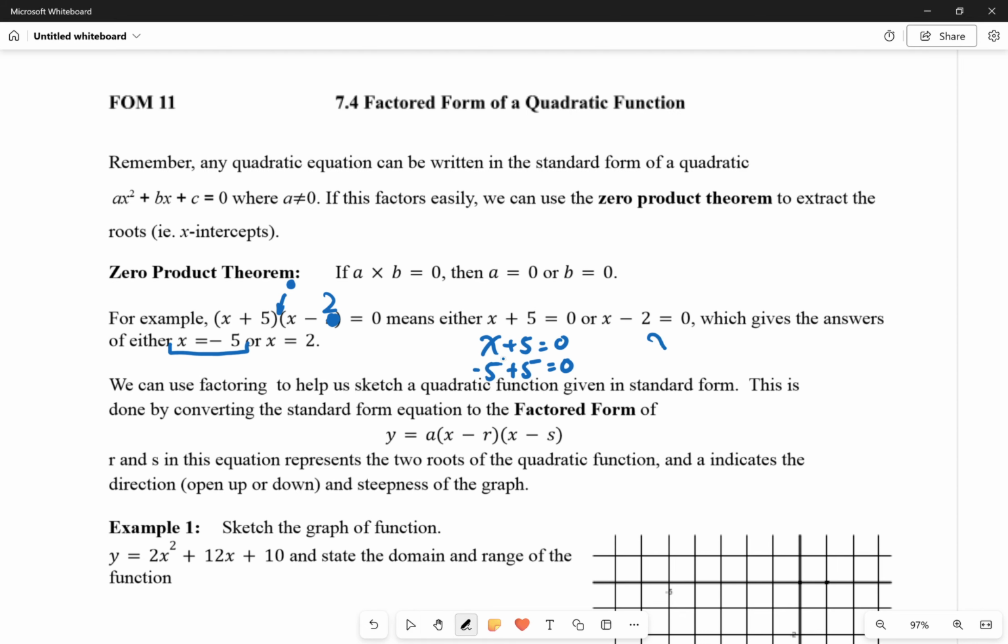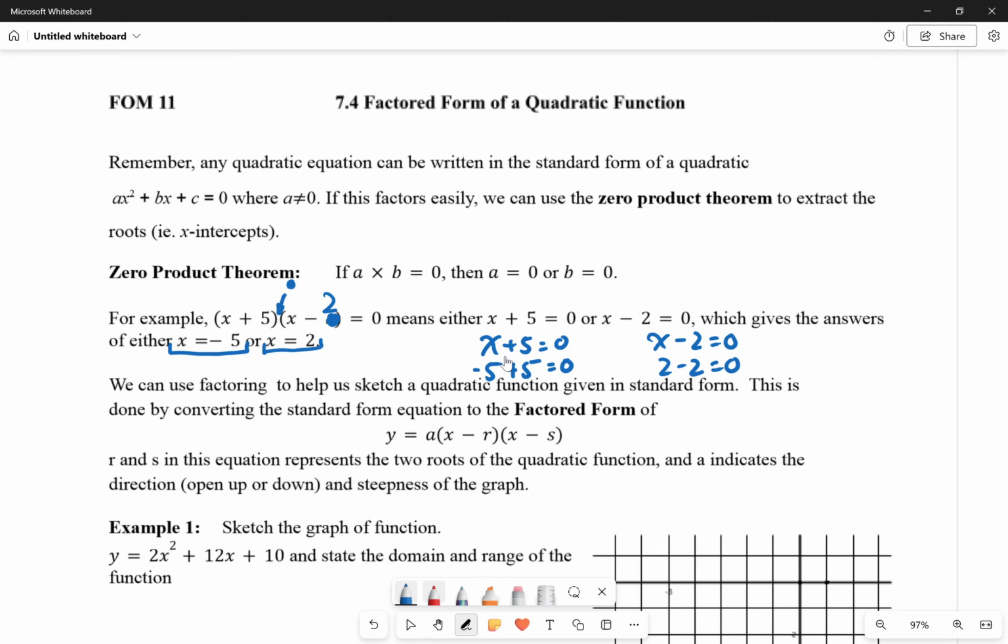On the other side, you've got x minus 2 is equal to 0. Well, what does x have to be? Well, to get x minus 2 equals 0, it has to be a 2. 2 minus 2 equals 0, which is why we have x equals 2 over there. Okay. So this is how we solve our quadratic and find our x-intercepts.